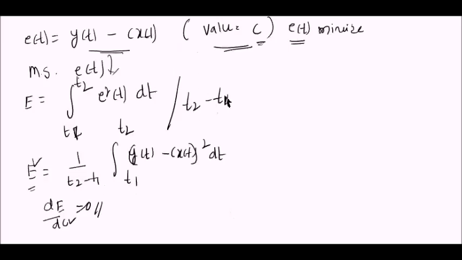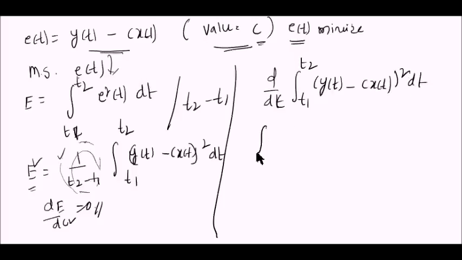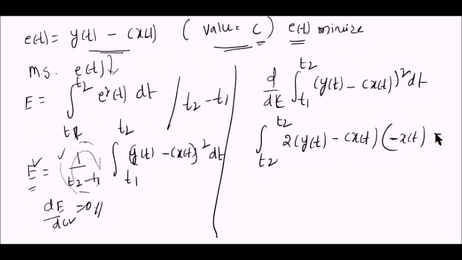Okay. So now let's do the derivative of E. I am taking the derivative of only this part: d by dc of the integral t1 to t2 of (y of t minus c into x of t) whole square dt. So this will be equal to 2 into (y of t minus c into x of t), where y of t is constant, and the derivative of minus c into x of t is minus x of t. So we should make this equal to 0.